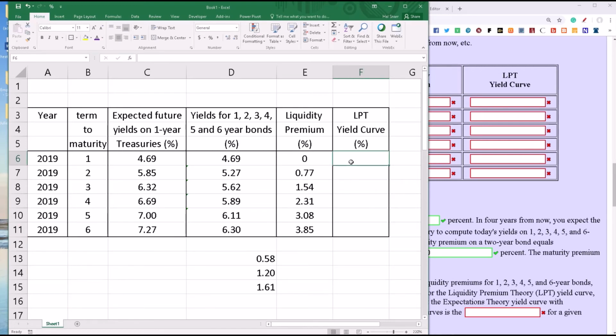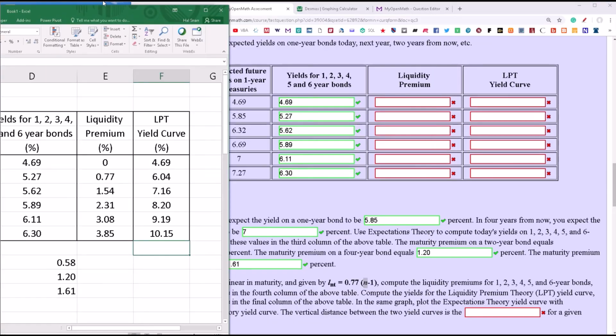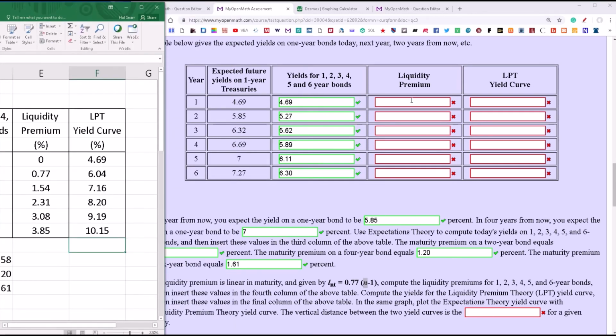Okay, so liquidity preference theory is such that you add to the expectations theory yield a liquidity premium, right? You add the two together. So you're just adding these two together. See it? You just add them together. So it enhances liquidity preference theory. Okay. So I'll go ahead and punch these into our table here.